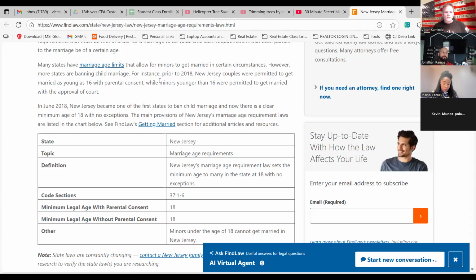So, for instance, prior to 2018, New Jersey couples were permitted to get married as young as 16 with parental consent, while minors younger than 16 were permitted to get married with approval of a court. In June 2018, New Jersey became one of the first states to ban child marriages, and now there's a clear minimum age of 18 without any exception. The main provisions of New Jersey's marriage age requirement laws are listed in the chart below.